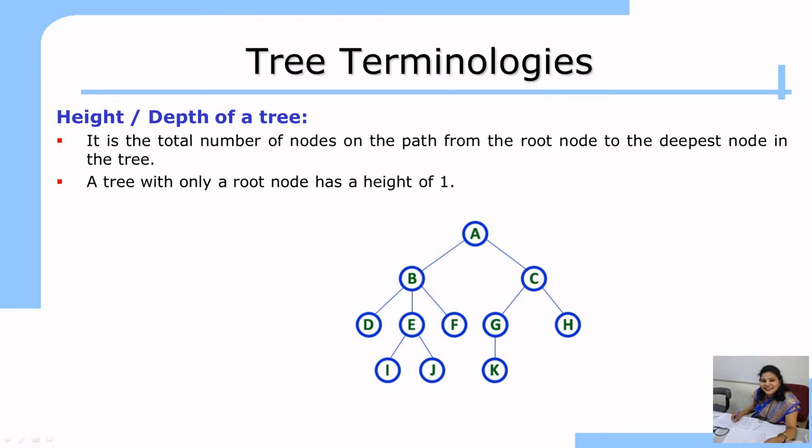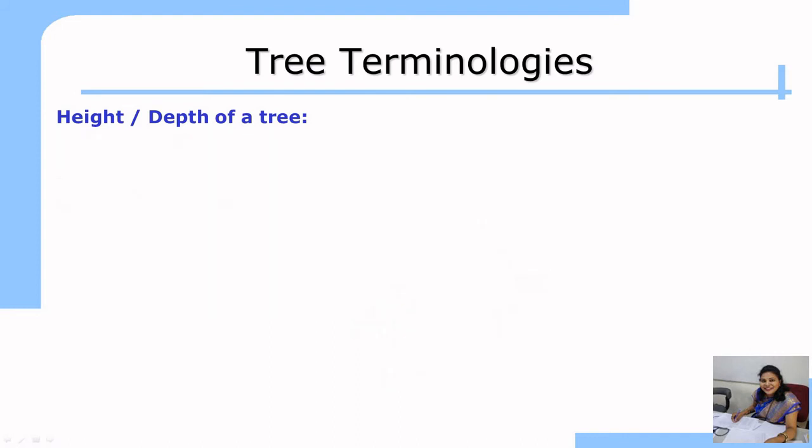You can see that A is at level 0, B and C are at level 1. D, E, F, G, H are at level 2, and I, J, K are at level 3. So this is the largest level, number 3. So start from the root node. If you want to reach J, or K, or I from A, calculate the path A, B, E, J. So how many nodes come along this path? A, 1, 2, 3 and 4. So height of this tree is 4.